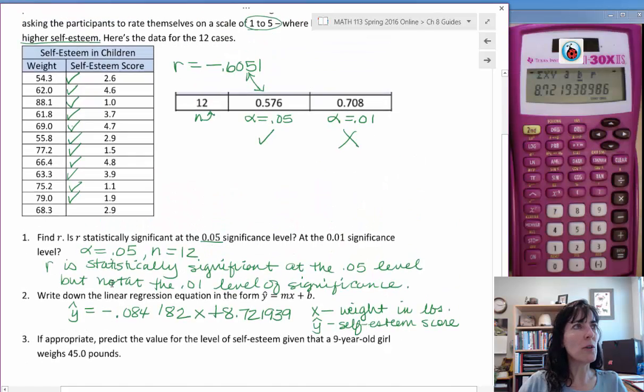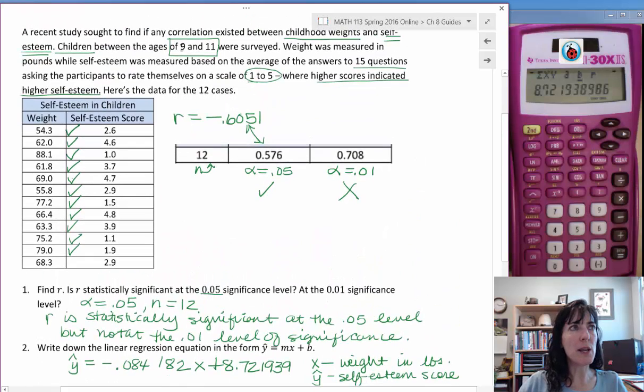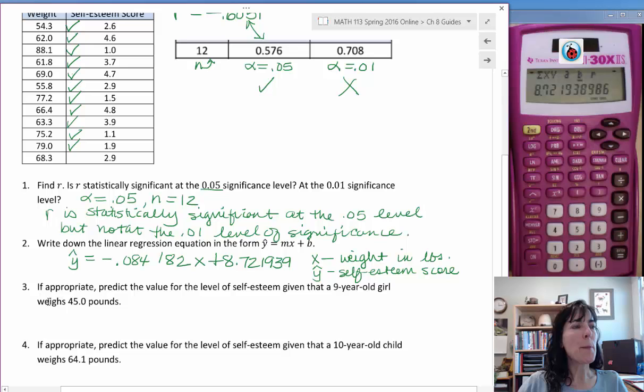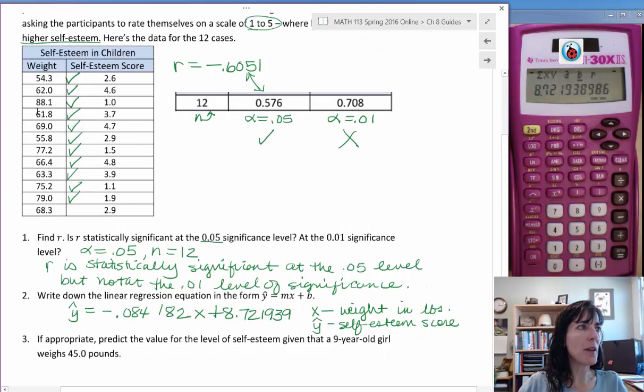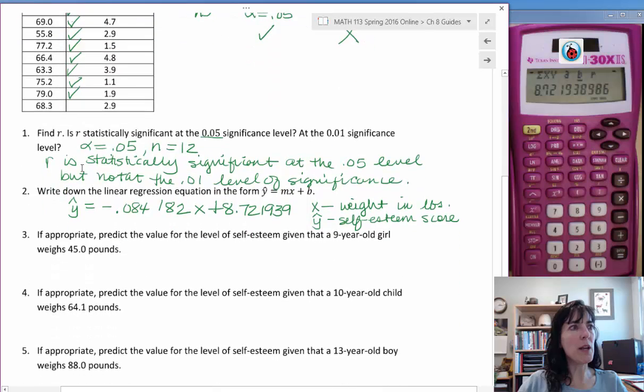We have a 9-year-old girl, and we did say between the ages of 9 and 11, that's fine, and it did say children, so it's girls and boys, so we're fine. And then 45 pounds, so let's look in the weight column, and I don't see anything as small as 45. The smallest I see is the 54.3, so that's telling me that I can't make a prediction for this girl because her weight is too low.